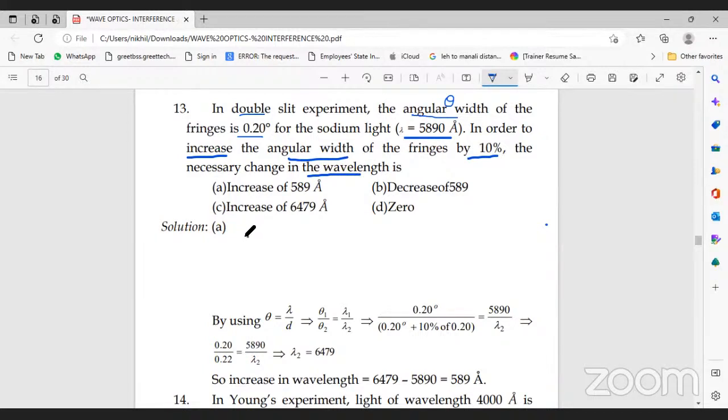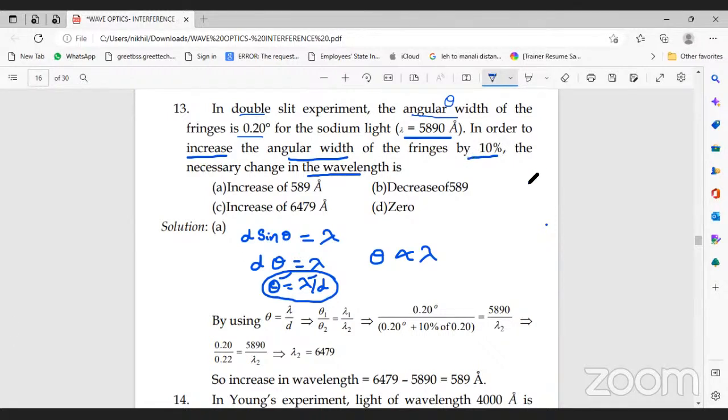Now, you know that from the path difference concept, d sine theta is equal to lambda, right? If theta is very small, you can take sine theta as theta, which is equal to lambda. So theta is lambda by d. This is the formula for the angular width. How are theta and lambda related? Directly proportional. Theta is directly proportional to lambda.